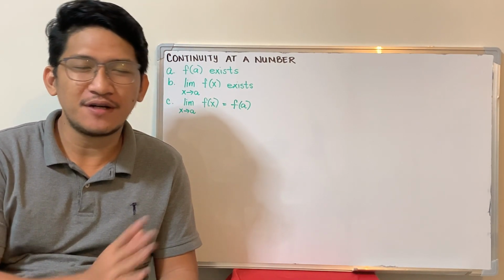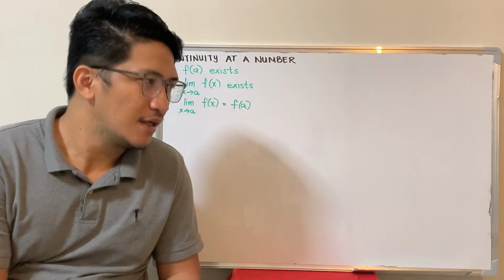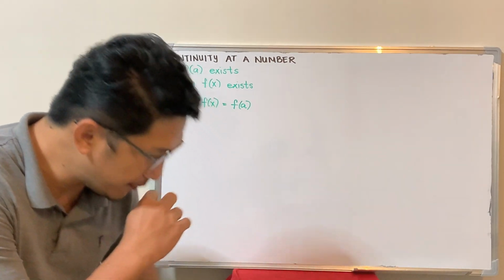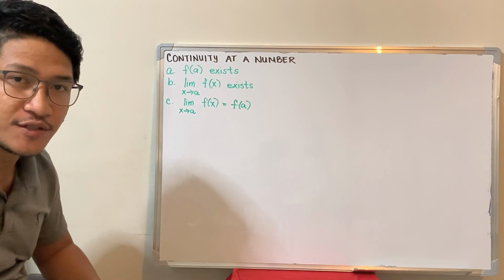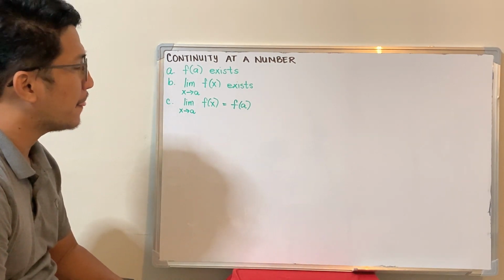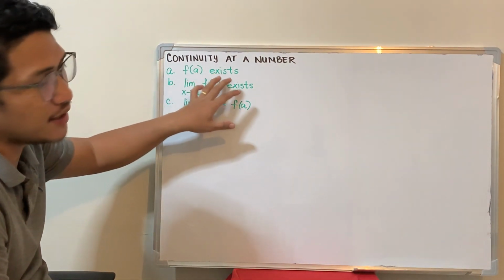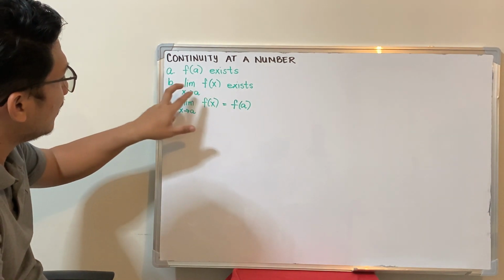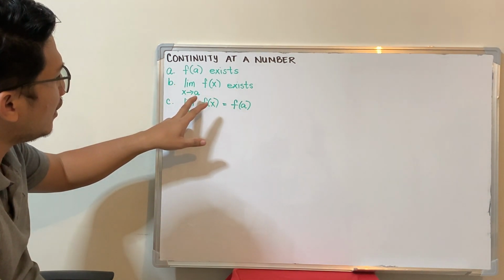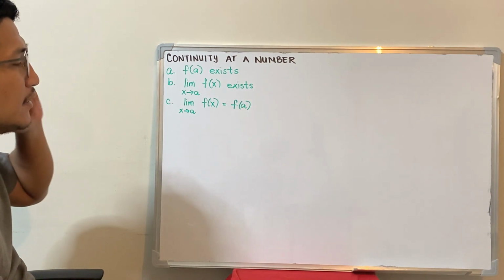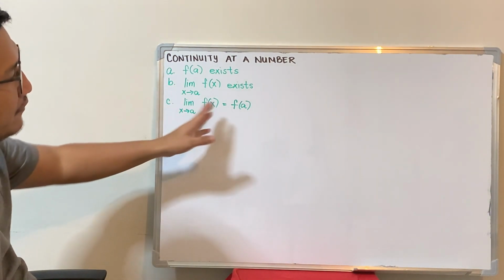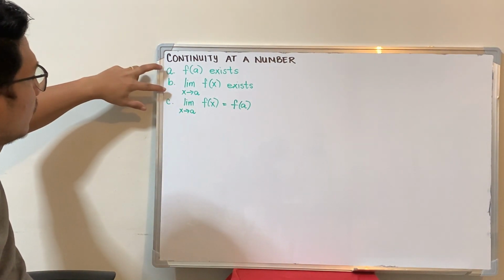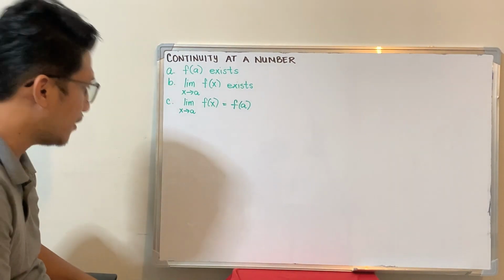In this video, we will be talking about continuity at a number. So, continuity of the function at a certain number. From here, we have three conditions to meet for us to say that the function is continuous at a certain number. First condition, f of a must exist. Second, the limit of the function as x approaches a must also exist, and then the limit of the function and f of a must be equal. Meaning, those two values should be the same.